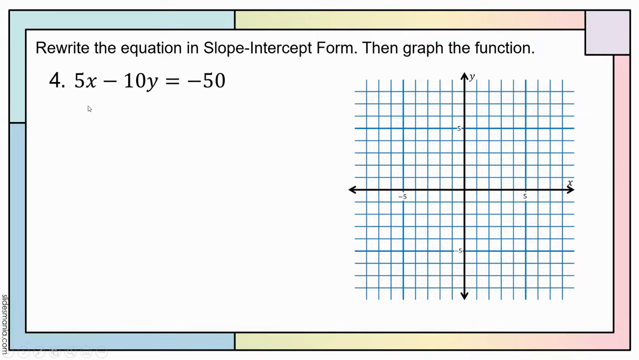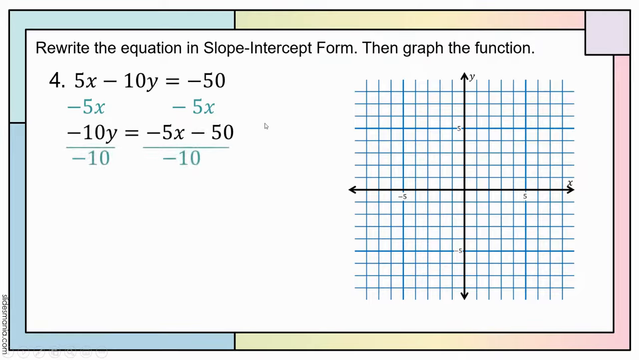Number 4, subtract 5x from both sides, then divide both sides by negative 10. Negative divided by a negative is positive. Negative 5 divided by negative 10 is 1/2. Negative 50 divided by negative 10 is positive 5. So our y-intercept is 0, 5, and our slope is 1/2. So I would plot a point at 0, 5, and I would go up 1, right 2, and connect my points with a straight edge, including arrows on both ends.